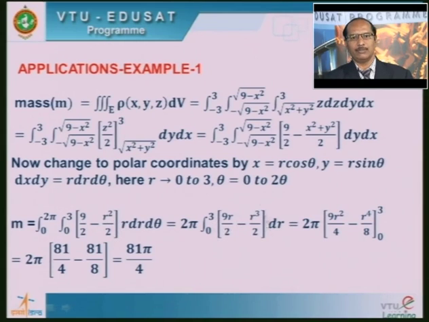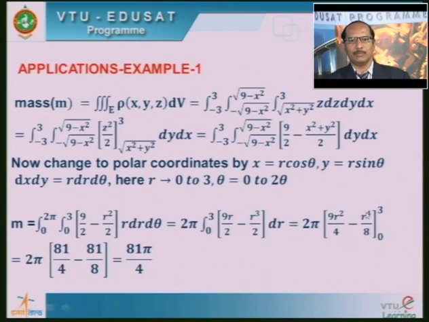Now integrate with respect to r. 9 by 2 is a constant, and the integration of r is r square by 2, so 9 by 2 into r square by 2 is 9 by 4 r square, the integration of the first term. Minus the second term: the integration of r cube is r raised to 4 divided by 4, and with the 2 already there, 4 into 2 is 8. So this is the integration with respect to r.